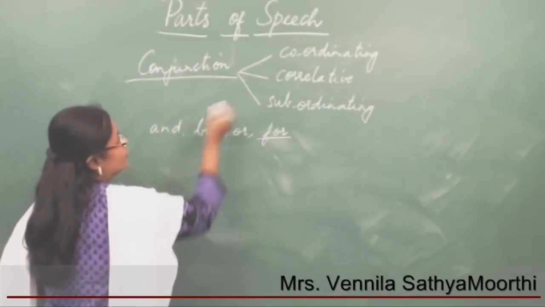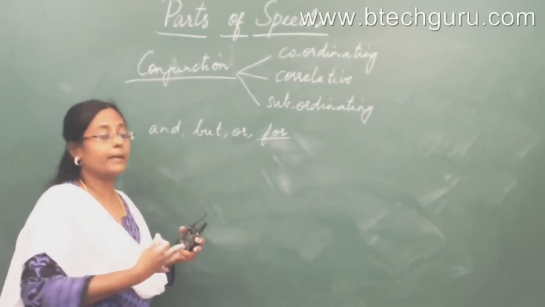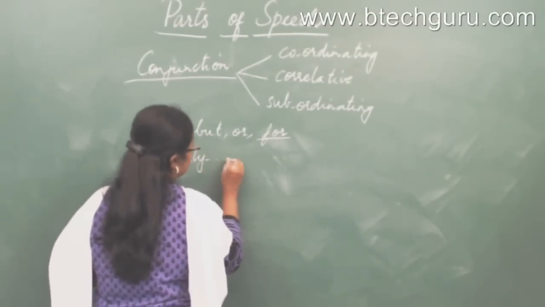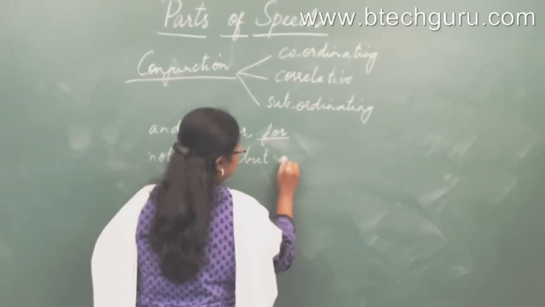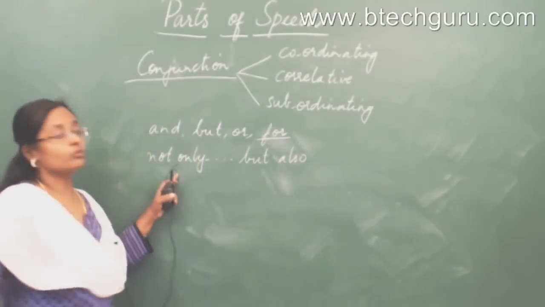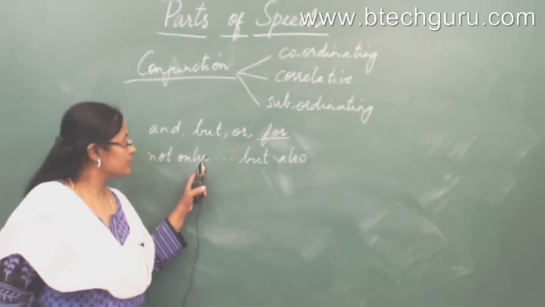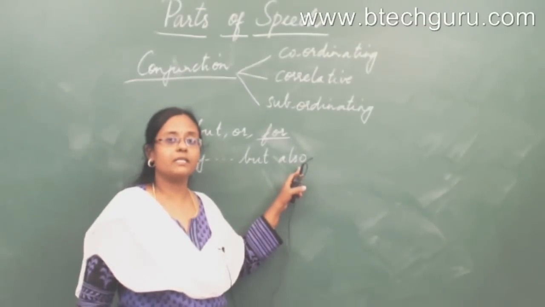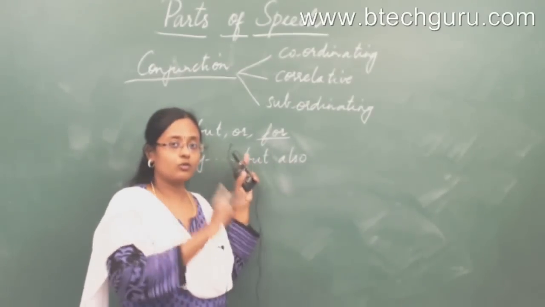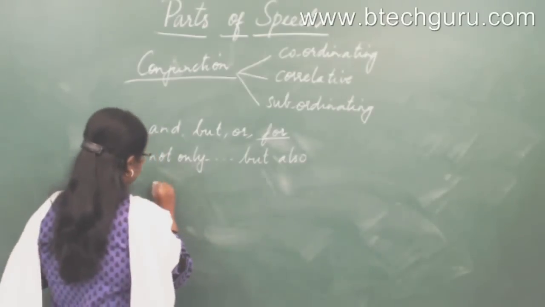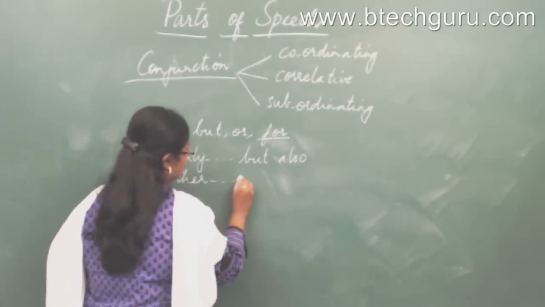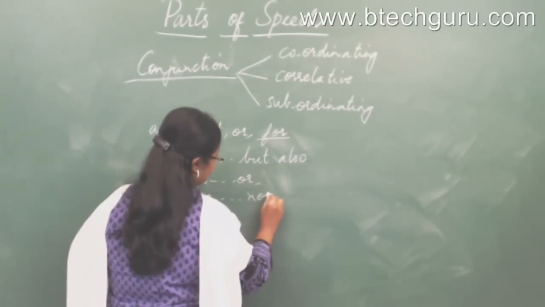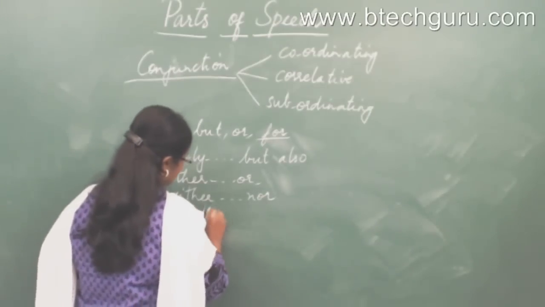And then we have correlative. They occur usually in pairs, like not only but also. When you begin a sentence with not only, then you need to add this but also. Not only did he study a lot, but also participated in many other activities. So not only but also, it occurs as a pair. Then either or, neither nor. These you know. Sometimes whether or.